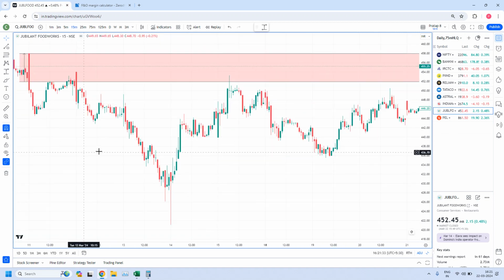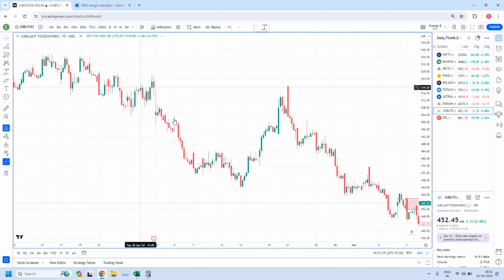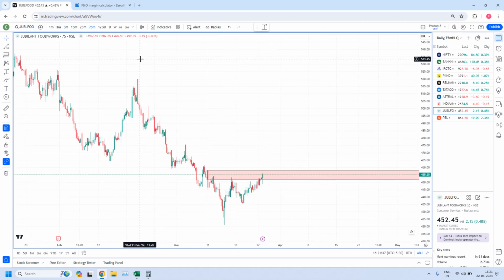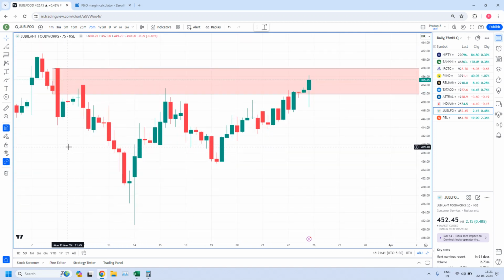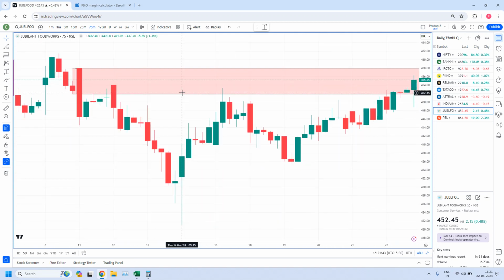See Jubilant, this is a 75 minutes high liquidity zone. We have a leg candle, base candle and a drop candle. Because we have to draw the high of this base or leg out. So we got this zone.